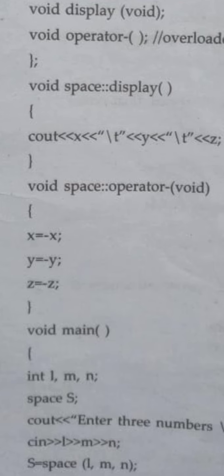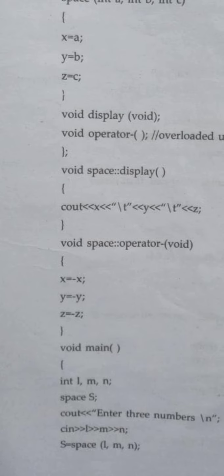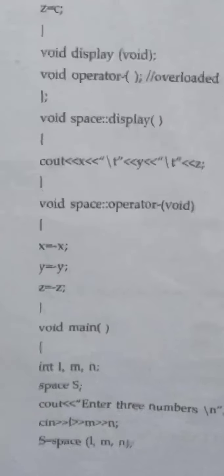So what it will do: x is equal to minus x, y is equal to minus y, z is equal to minus z. Actually this operator will change the sign of the integer. So if we input the value of an integer as positive, it gives output negative. If we input a negative value, it will give the output positive.